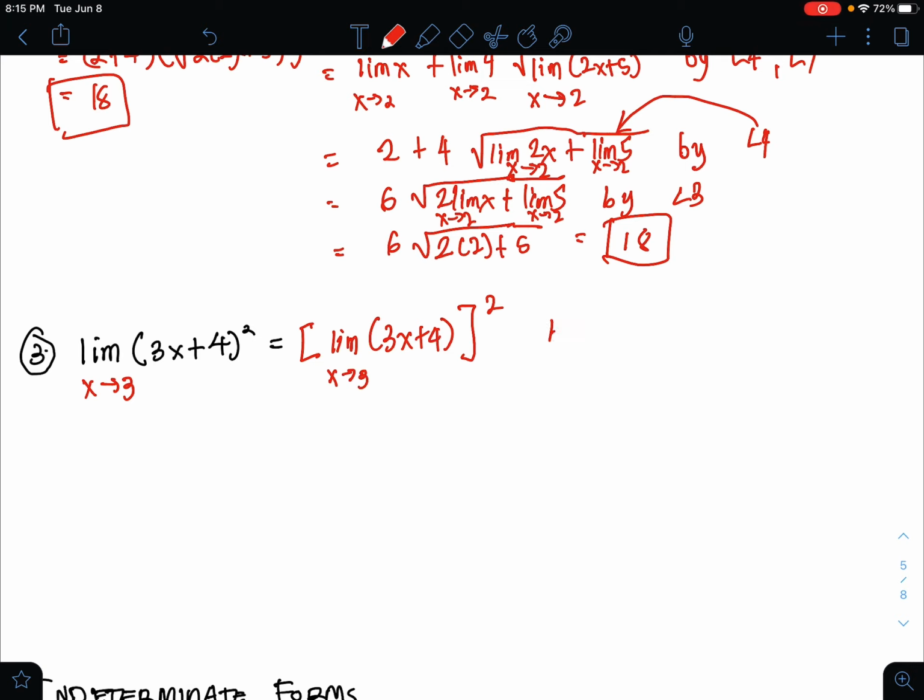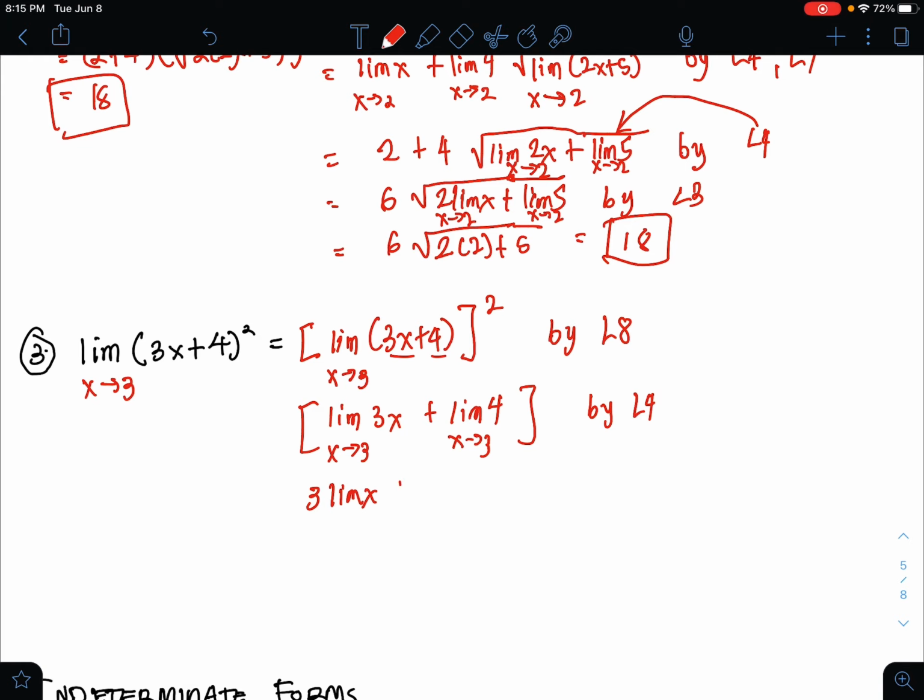Alright, so once again, this is by L8. Okay, so by L4, we can separate it. So, therefore, we have the limit of 3x plus the limit of 4, and then, okay, this one is by L3, which is 3. This one is 4, directly, right? Do not forget the equal sign. Sorry. This is by L3.